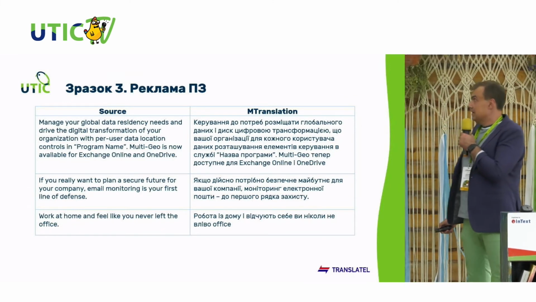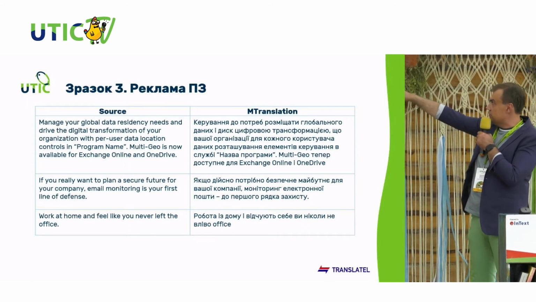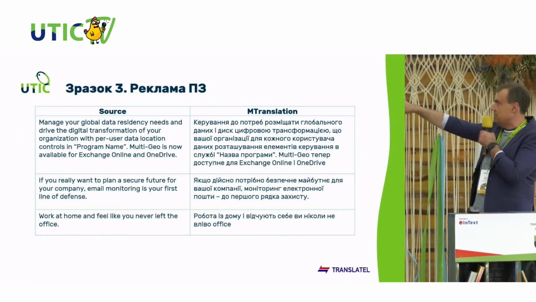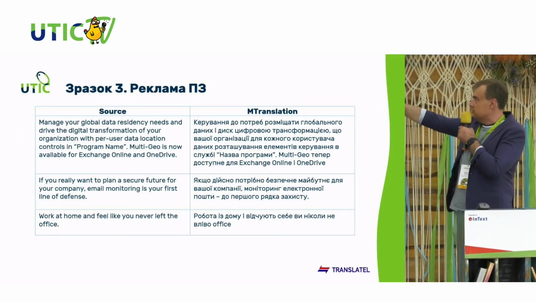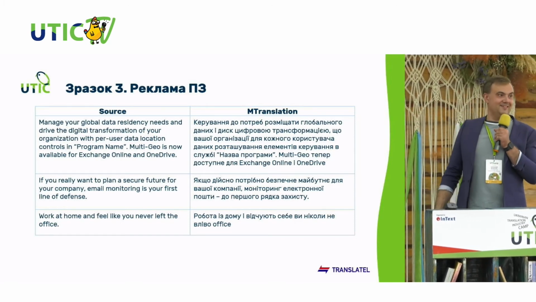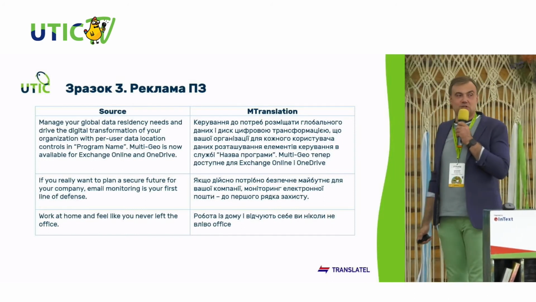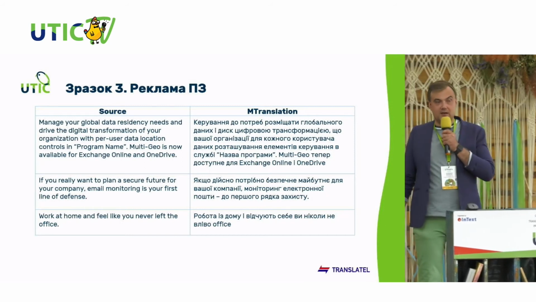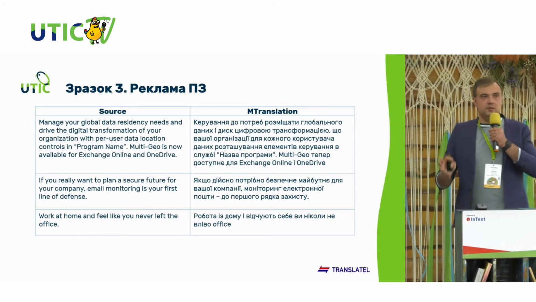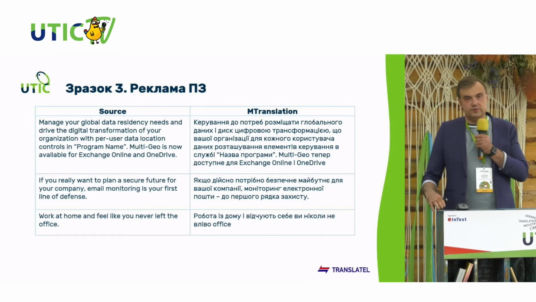The next option of the text is advertisement text. So the first source text: manage your global data residency needs and drive the digital transformation of your organization with per user data location controls and program name. Multi-tier is now available for Exchange Online and OneDrive. Do you understand something if you compare source with the translation? What is the best translation? The second option. And the second is the translation of the neural MT.